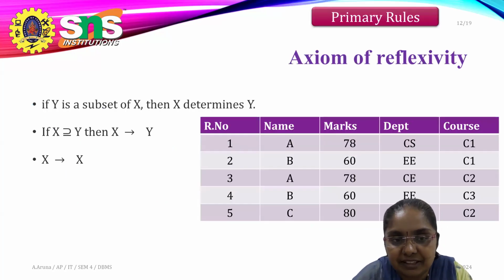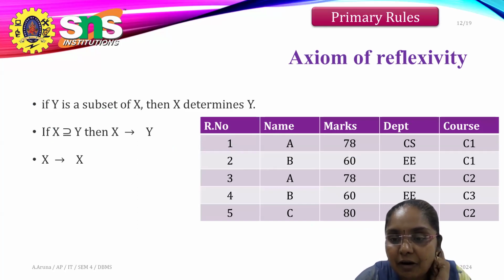First, the axiom of reflexivity. Reflexivity is nothing but your mirror image. Whenever something can be reflected outside, we call it reflexivity. For example, if Y is a subset of X, then we can say X determines Y. X itself can determine X. This type of property we call reflexivity.